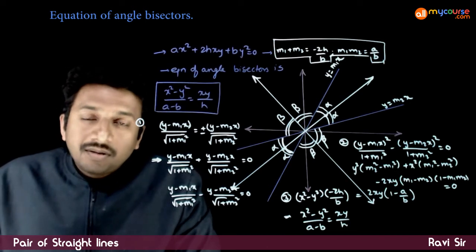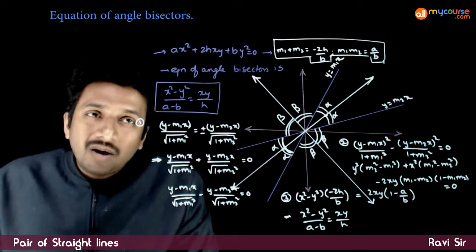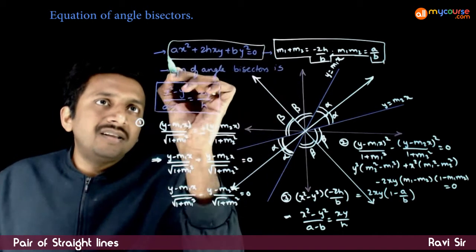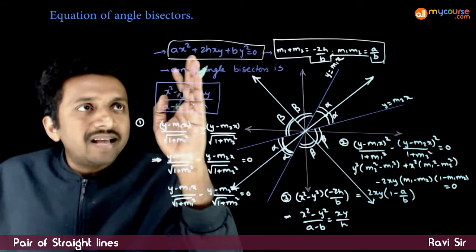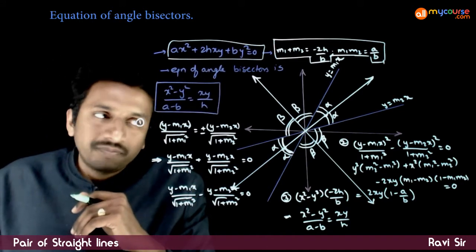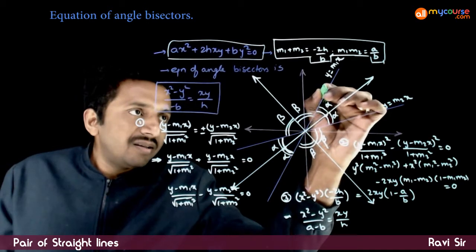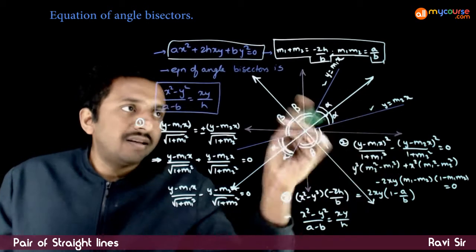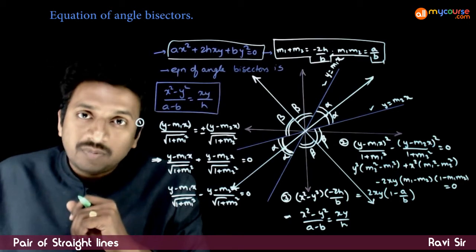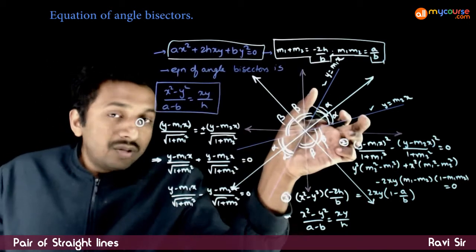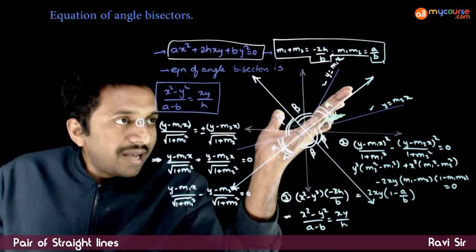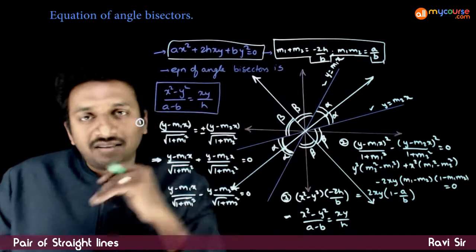So welcome students. In this video, let us look at how to find the angle bisectors of the lines represented by ax square plus 2hxy plus by square is equal to 0. So let us say that these two lines represent the pair of lines ax square plus 2hxy plus by square. So there will be two angle bisectors corresponding to these pair of lines. You have one bisector like this and the other bisector like this.